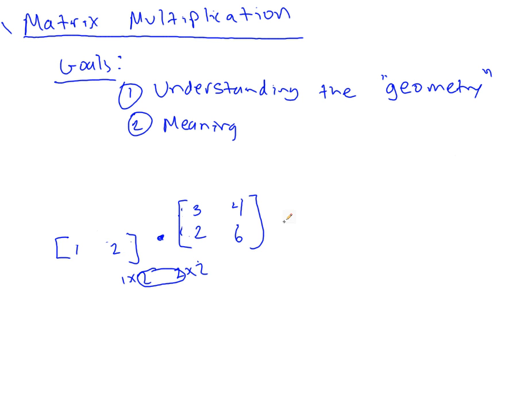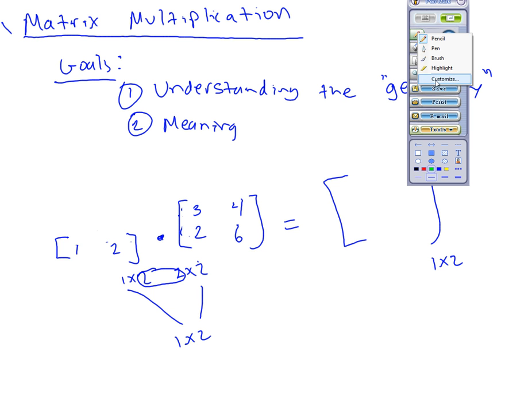So let's think about the resulting matrix. If this is a 1 by 2 times a 2 by 2, then the outer dimensions tell us that the matrix should be a 1 by 2. So that should be 1 row, 2 columns. Okay, well, how do we get the 1 row, 2 columns?